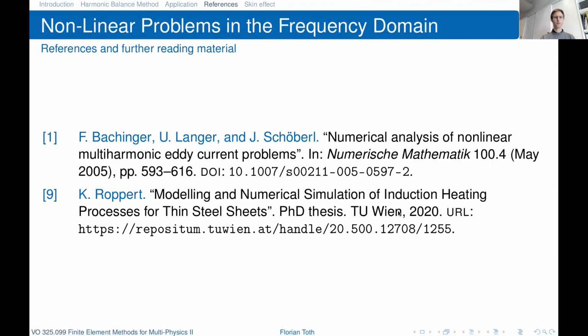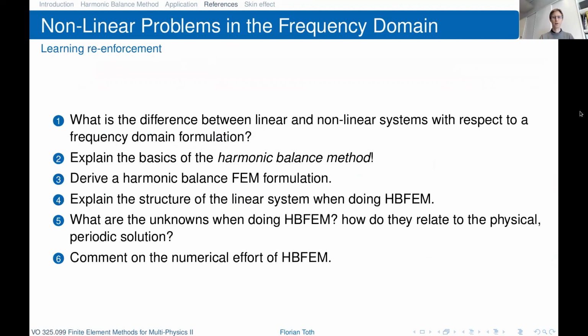Okay, this was all for the nonlinear harmonic balance finite element method. Here you have a few references where you can find details. And of course, we have some questions for learning reinforcement.